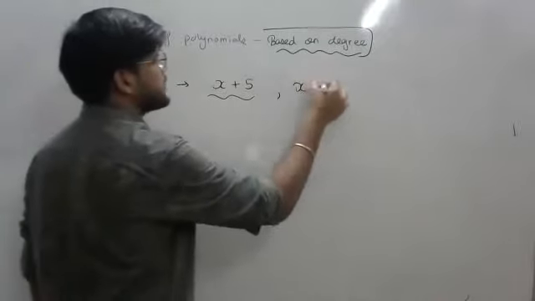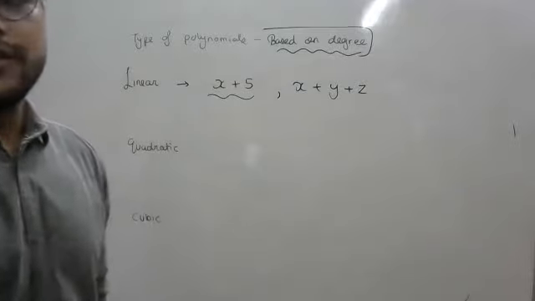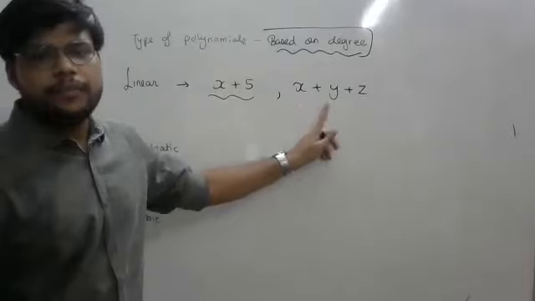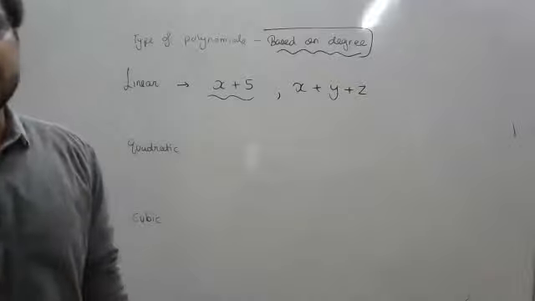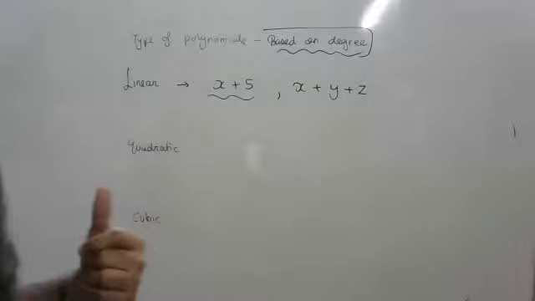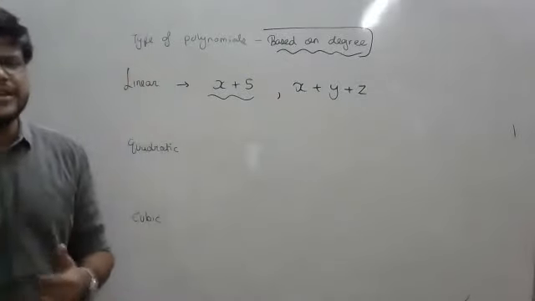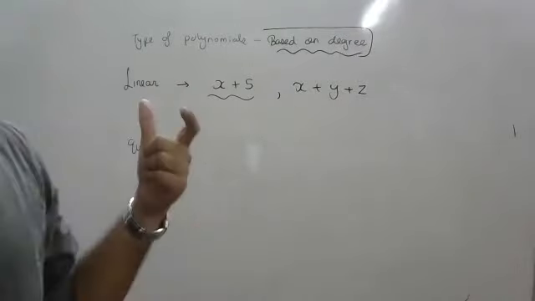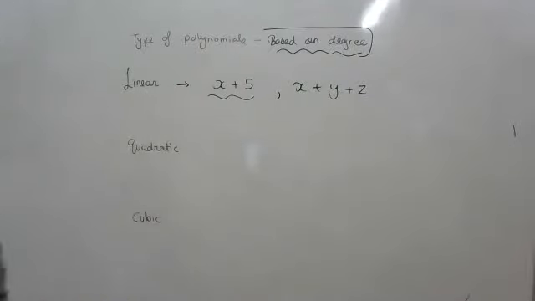If we have x plus y plus z, even in this situation, the power of x is 1, the power of y is 1, and the power of z is 1. What is degree? Degree is the maximum power among all the terms. Whatever is your maximum power will be considered as degree. Your x, y, z, all of them have power 1. Therefore, the entire polynomial's degree would be 1, and a polynomial whose degree is 1 is considered to be linear.